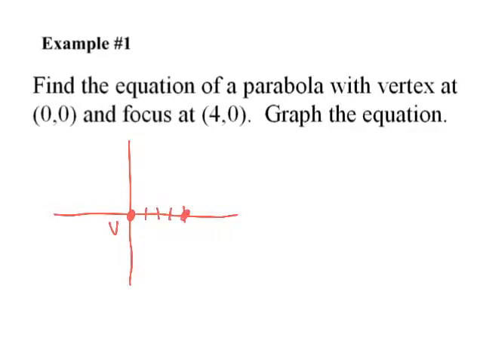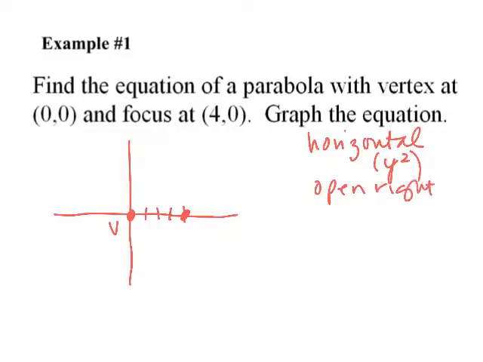So the first thing I know is that my parabolas will always open up from the vertex around the focus point. So this means it is a horizontal parabola, which means it's a y squared, and it's opening to the right, which means p is positive. Okay, and I can actually find the p value. That's the distance from the vertex to the focus. So in this case, p is positive 4.